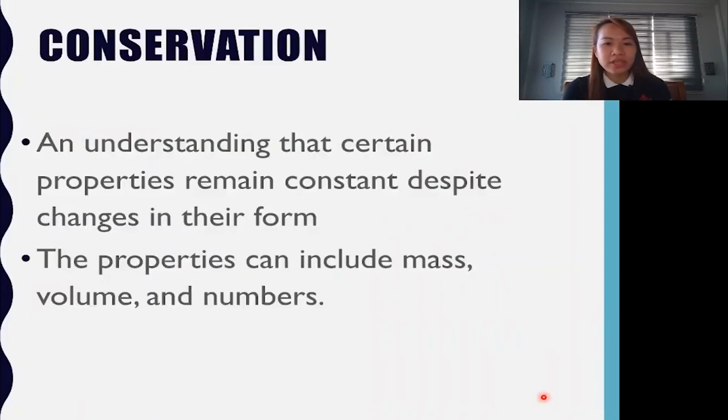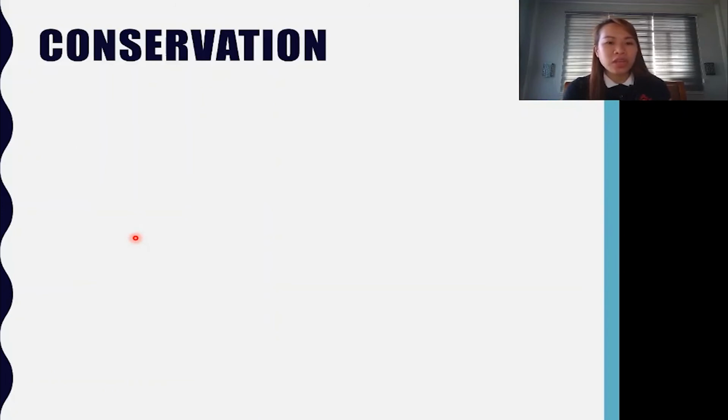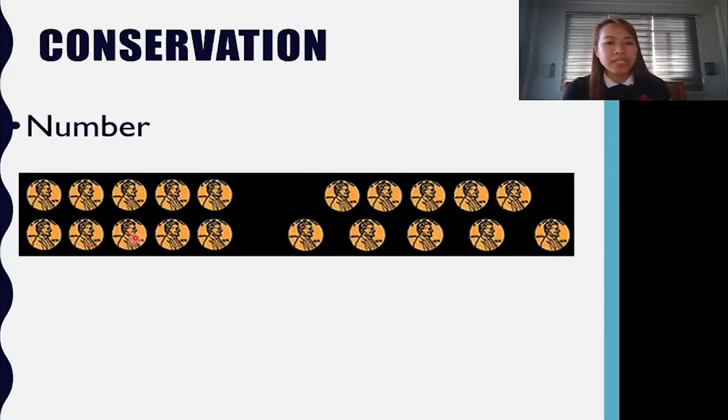Okay, conservation. When we talk about conservation, this is an understanding that certain properties remain constant despite the change in their form. In the pre-operational stage, they cannot understand this yet. So for example, mass, volume, and number. When you take a look at this picture, for example, in the number, for a child in preschool or in pre-operational stage, for example, 2, 4, 6, 8, 10, we count that as 10. Here, 2, 4, 6, 8, 10. It's the same number, right?